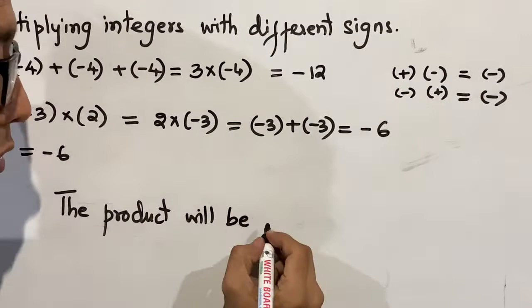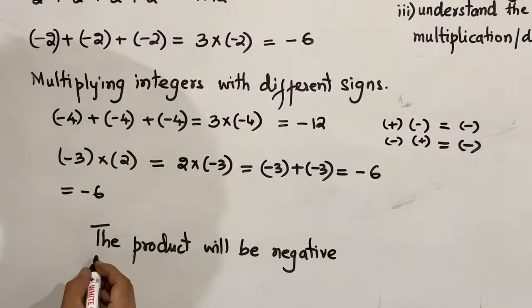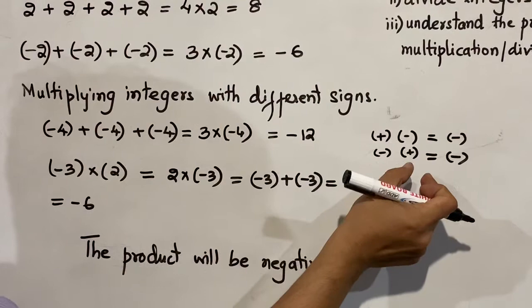Different signs, unlike signs. The product will be negative. Integer positive, the negative, you multiply it, product negative. And the numbers will be negative.